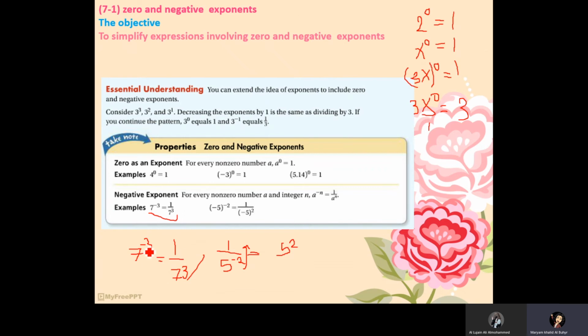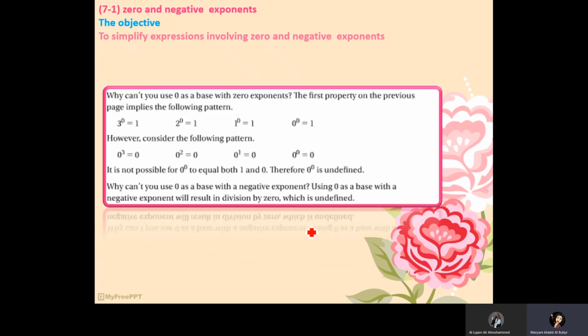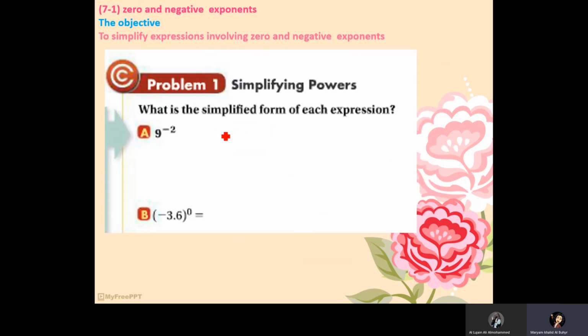So if you have a negative power like this, move it down to make it positive. If you already have it down and it's negative, move it up. If it's already positive, you won't change anything. Let's try some exercises. Here I showed you, if the exponent is 0 for any number, directly you are going to say it's 1.